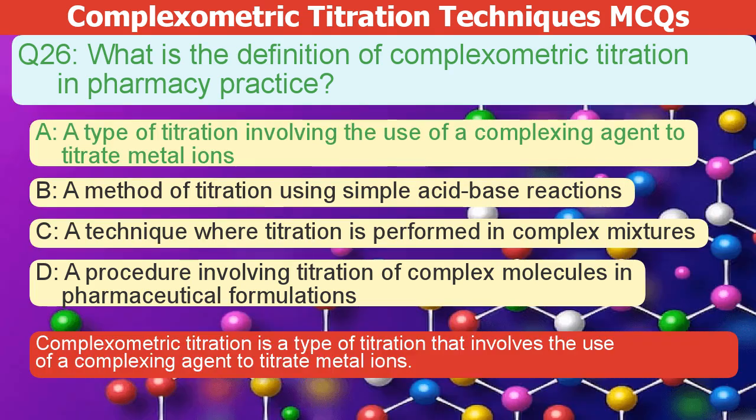The correct answer is A. Complexometric titration is a type of titration that involves the use of a complexing agent to titrate metal ions.